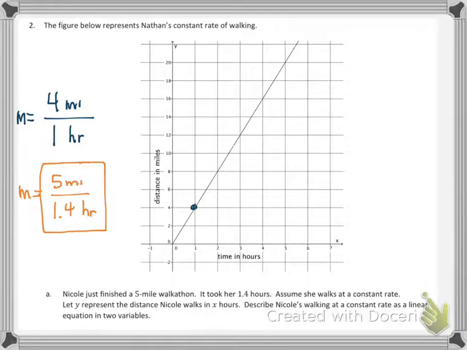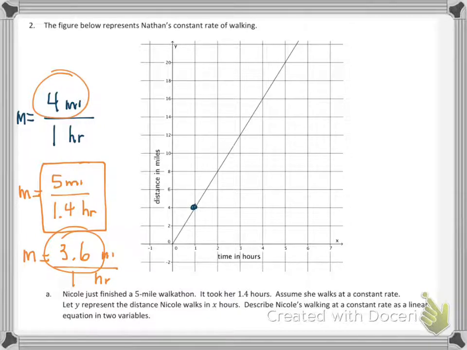So I'm going to get my calculator out, and I'm going to just find out what 5 divided by 1.4 is. And if I do that, I get 3.57. If I round that to the tenths place, m equals 3.6 miles every 1 hour. And that's Nicole's rate. And we can see that they're different. Nathan's rate is actually a little faster.